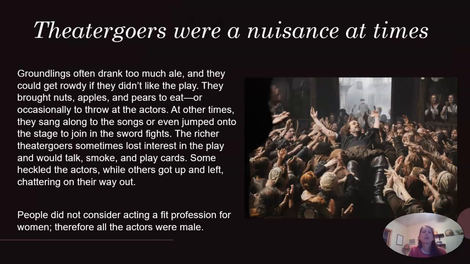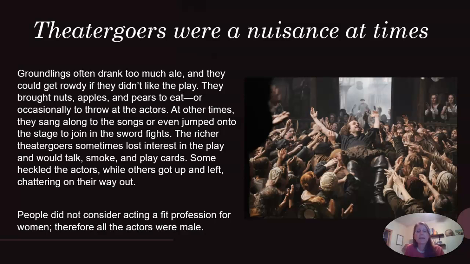Theater goers were a nuisance at times. Groundlings often drank too much ale, and they could get rowdy if they didn't like the play. They brought nuts, apples, and pears to eat, or occasionally to throw at the actors. At other times, they sang along to the songs or even jumped onto the stage to join in the sword fights. The richer theatergoers sometimes lost interest in the play and would talk, smoke, and play cards. Some heckled the actors, while others got up and left, chatting on their way out.